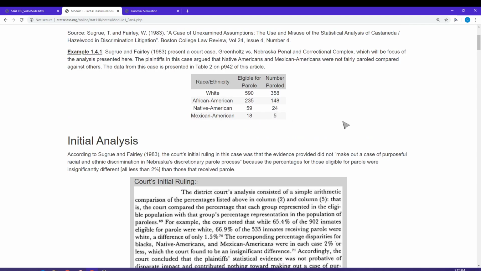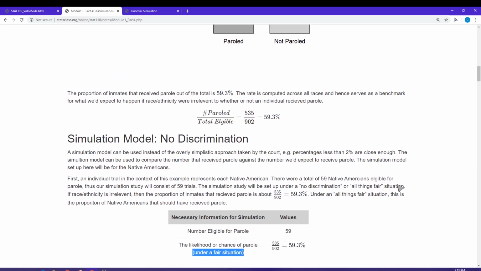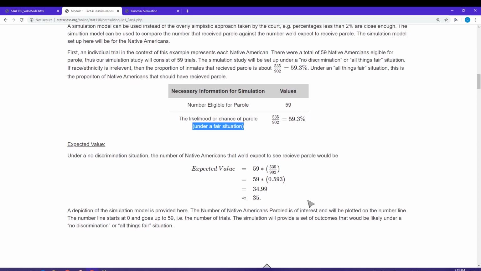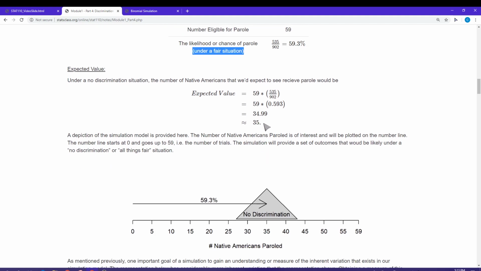So doing this analysis under a situation of no discrimination, we can see that the number that were actually paroled is actually somewhat reduced from the number that should have been paroled. There's a difference of 11 here, 35 from 24. And a difference of 11 is actually quite a bit when you're talking about numbers in the 20s and 30s.